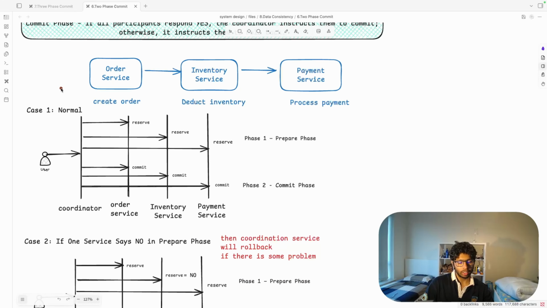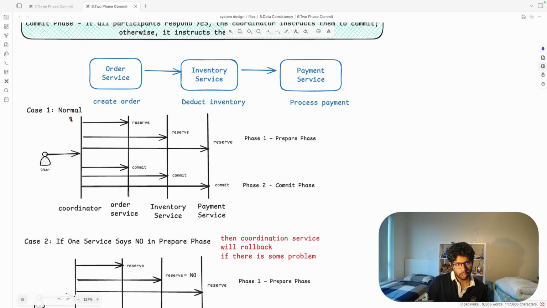Let's say in our distributed system there are three services: order service, inventory service and the payment service. The order service will create the order, the inventory service is going to deduct the inventory, and the payment service is going to process the payment. Now let's understand what is going to happen in our two-phase commit.